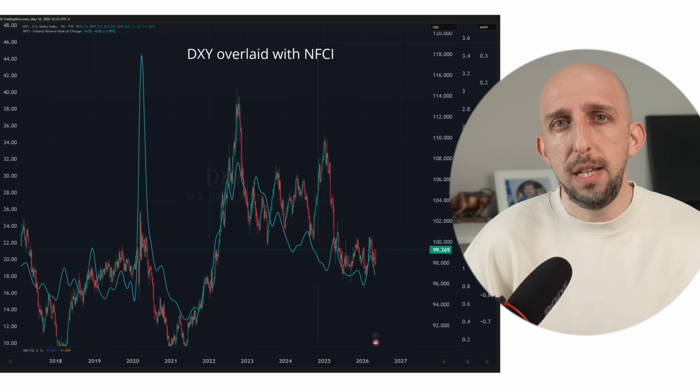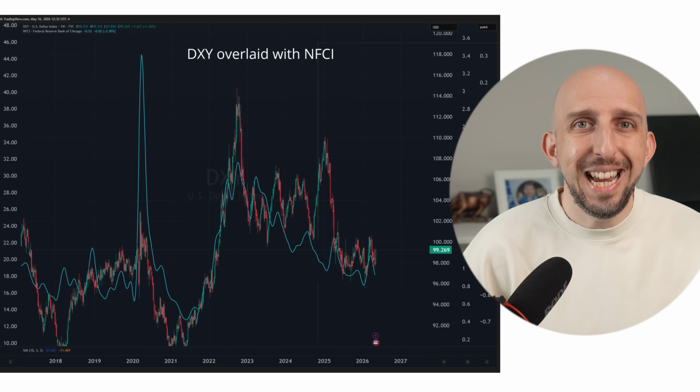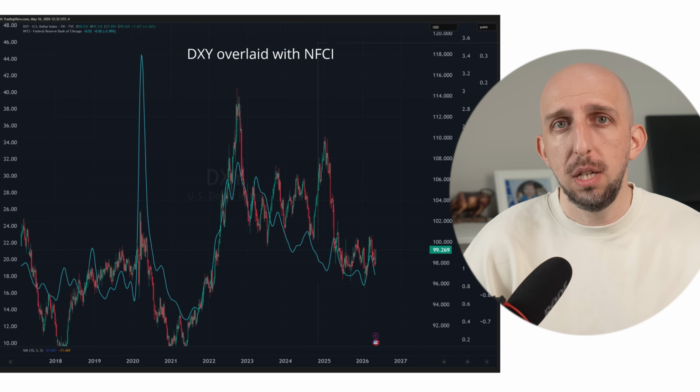The United States dollar. Look at the correlation. The dollar leads financial conditions. When the dollar strengthens in the FX markets, it tends to tighten financial conditions, which has historically been associated with stock market corrections. The dollar is above 99 and it is climbing.